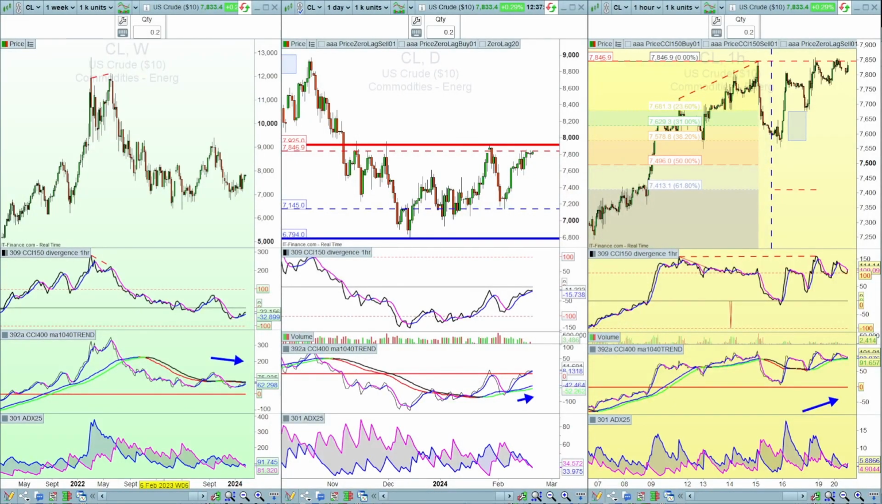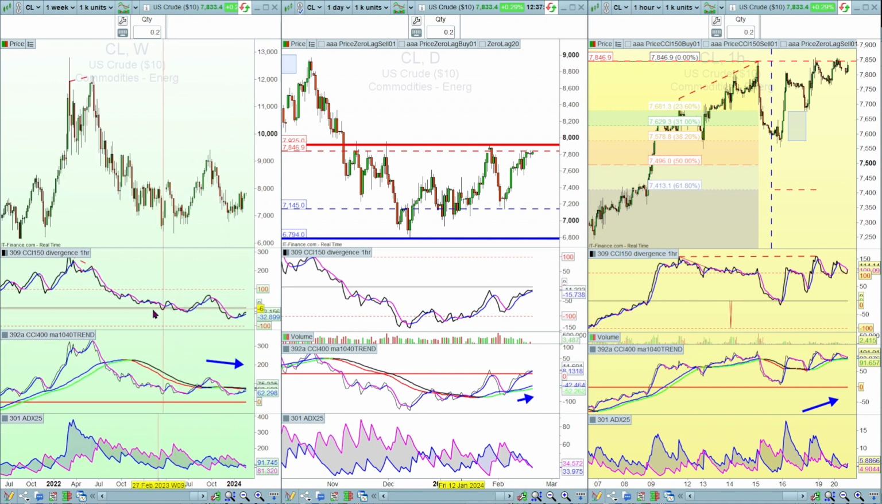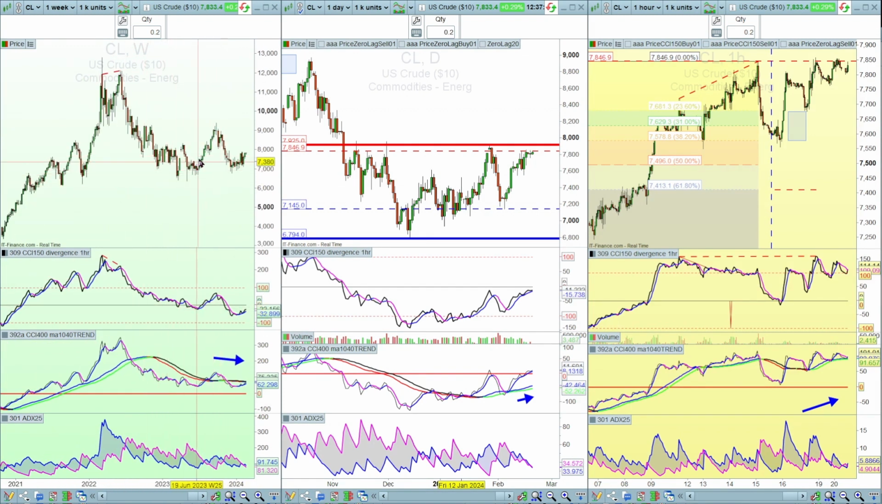So first with the US crude price charts with the weekly, daily and hourly, and on the weekly, which is a fresh breakout to the upside on the ADX 25. The CCI 400 is making an advance towards its moving average, hasn't quite broken it yet, and the CCI 150 divergence indicator is also trading in line with the price. No divergences yet, but there was a bearish divergence back here, and the price fell off according to that divergence.